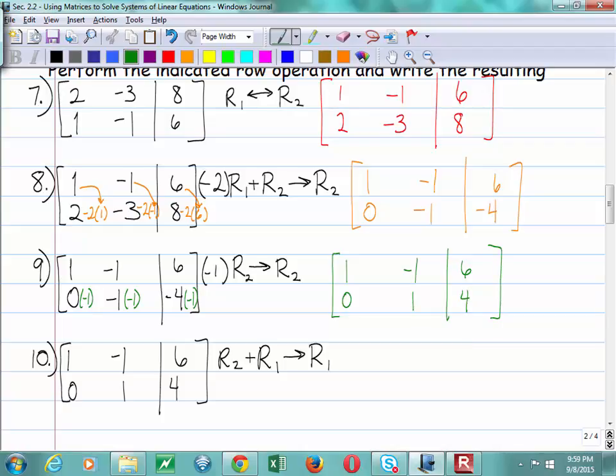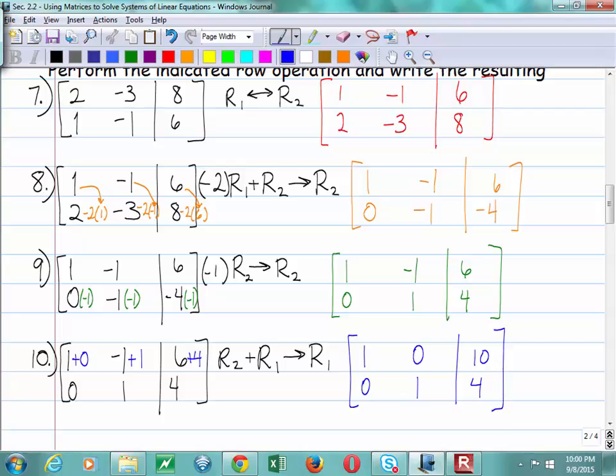And then the last step is number 10. You're just going to take row 2 and add that to row 1 to get the new row 1. So here you just do plus 0, plus 1, plus 4. So now the second row stays the same this time. The first row is going to be 1, 0, 10, and the second row is 0, 1, 4.